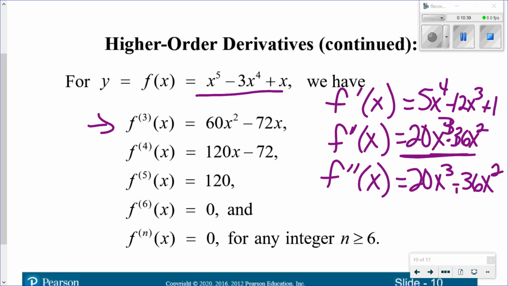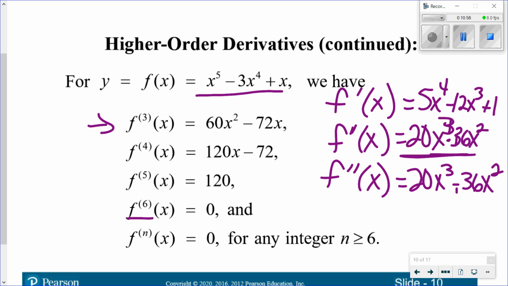Now remember, derivative being 0 means the slope is 0. That does not mean that it doesn't exist. 0 and does not exist are not the same thing. It very definitely exists, and any derivative past 6, the derivative would be 0.